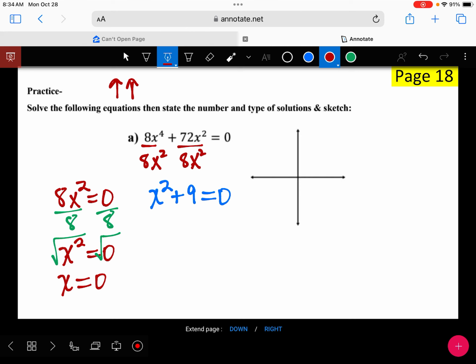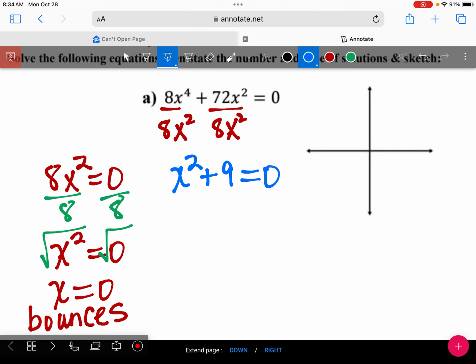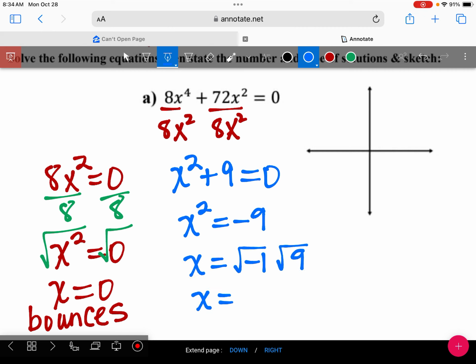So x equals 0, it bounces. And then what did you get when you solved the x squared plus 9? x equals plus and minus what? 3i, yeah? So we're going to subtract the 9. And then we take the square root. So it looks something like it's going to hit the 0, bounce, and then do a squiggle.